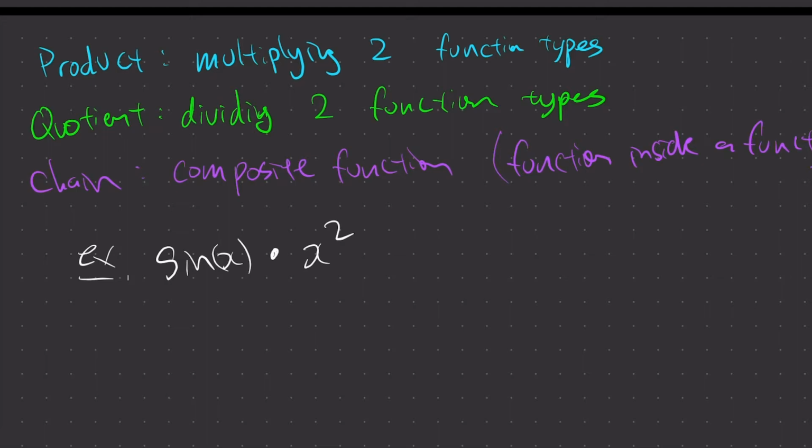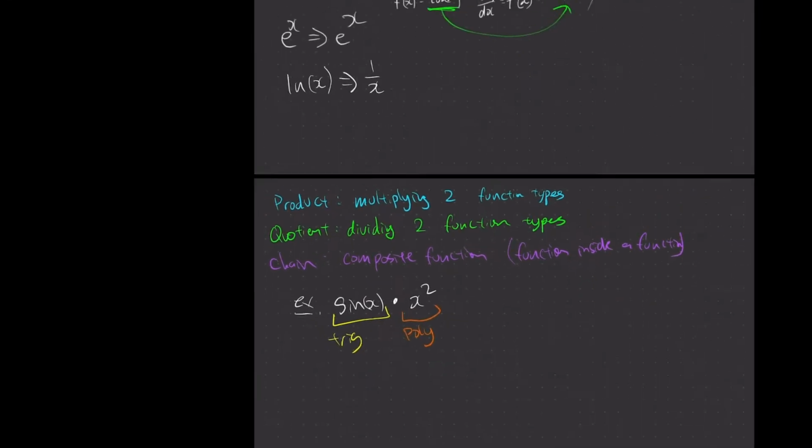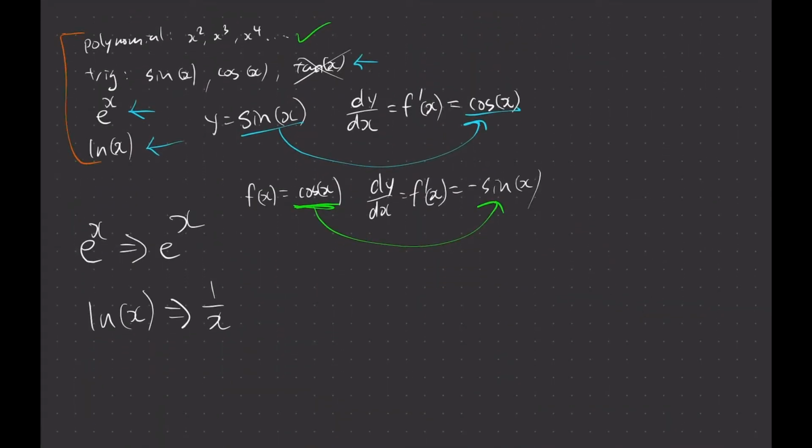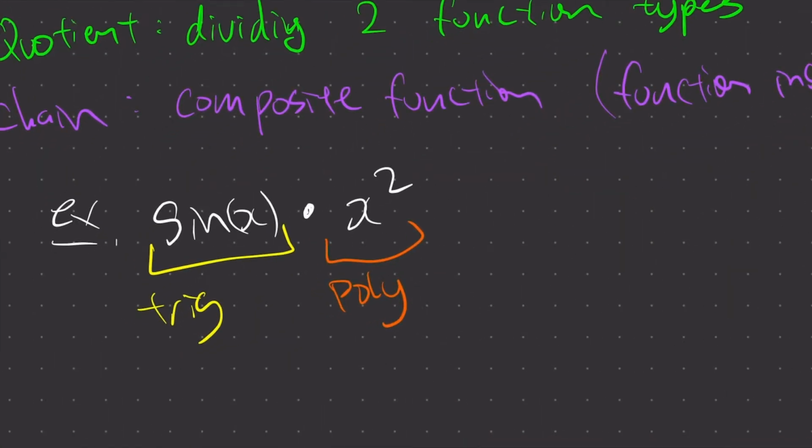Okay, so here we have a sine, this is trig function type, and we also have, what color should I use? Orange. We also have polynomial, right? So up here we have the different function types, and as you can see, we have two function types multiplied with each other. Trig multiplied by polynomial function type, right?